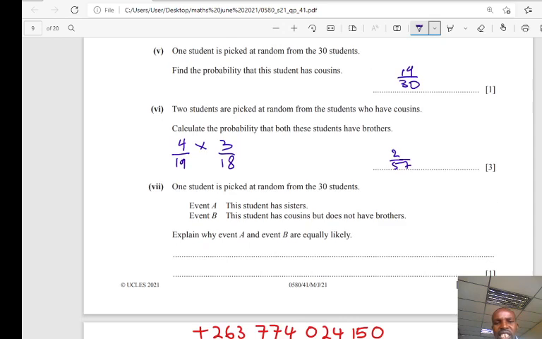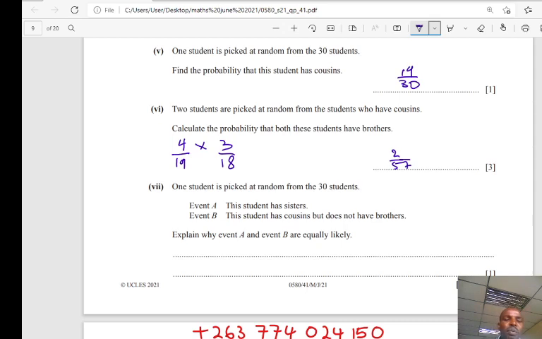Next, one student is picked at random from 30 students. Event A: this student has sisters. Event B: this student has cousins, but does not have brothers. Explain why events A and B are equally likely. Why are they the same? So you have to check their probabilities. Calculate their probabilities first, then you can conclude from them.